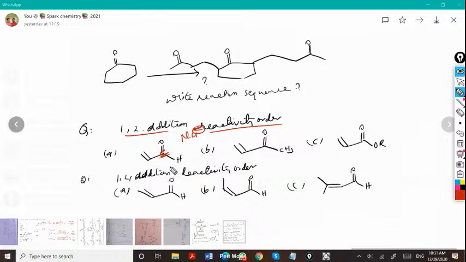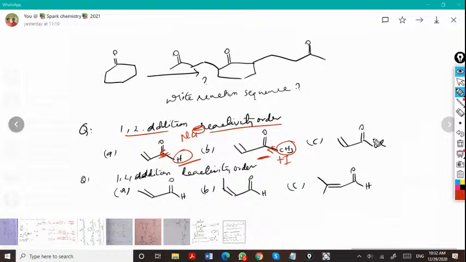So if the carbonyl carbon is attached to donating groups, the electron density on the carbonyl carbon will increase. So electron deficiency will decrease, and nucleophile attack will also decrease. Aldehydes have hydrogen, which is neither donating nor withdrawing in nature, so there will be comparatively less electron density on the carbonyl carbon in the case of B.